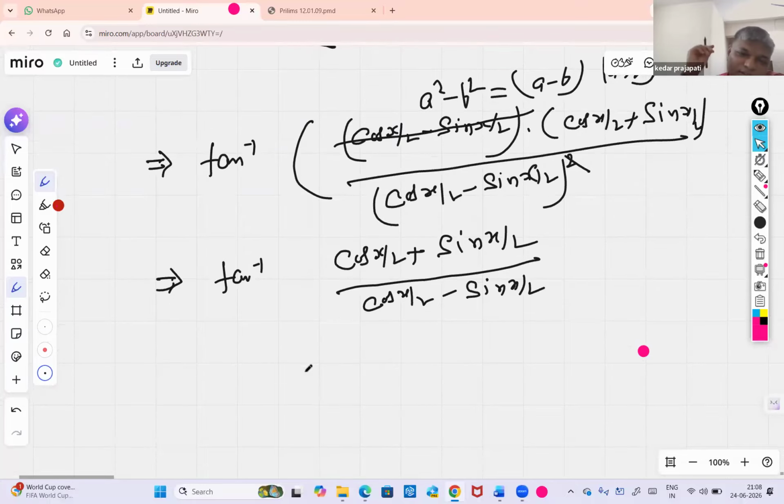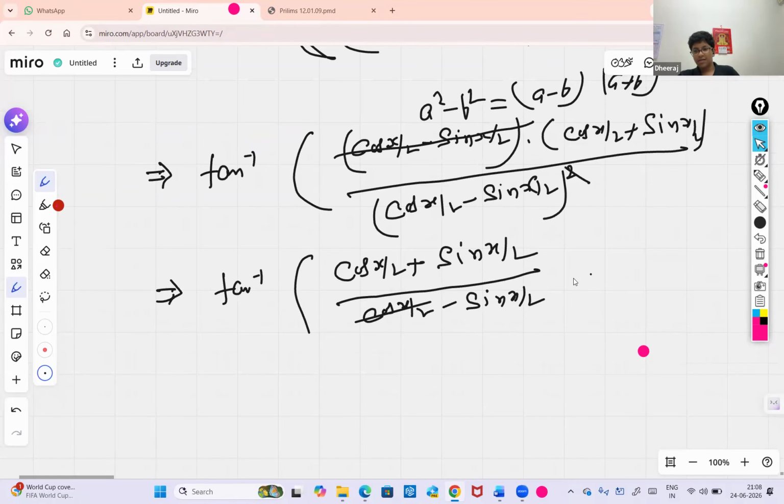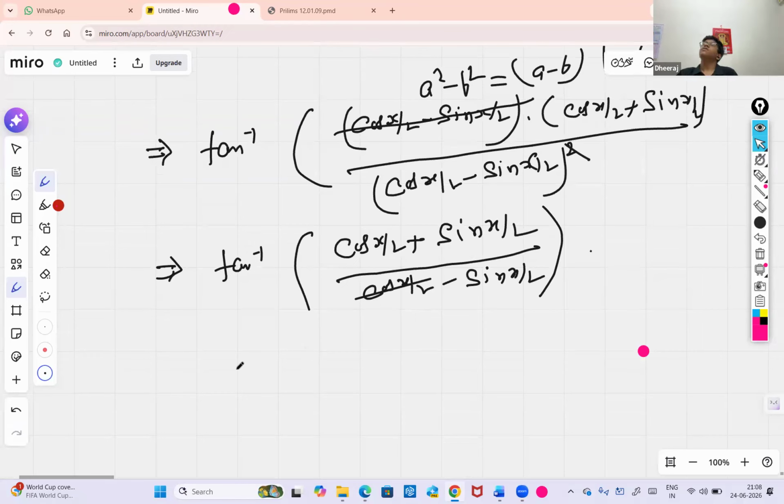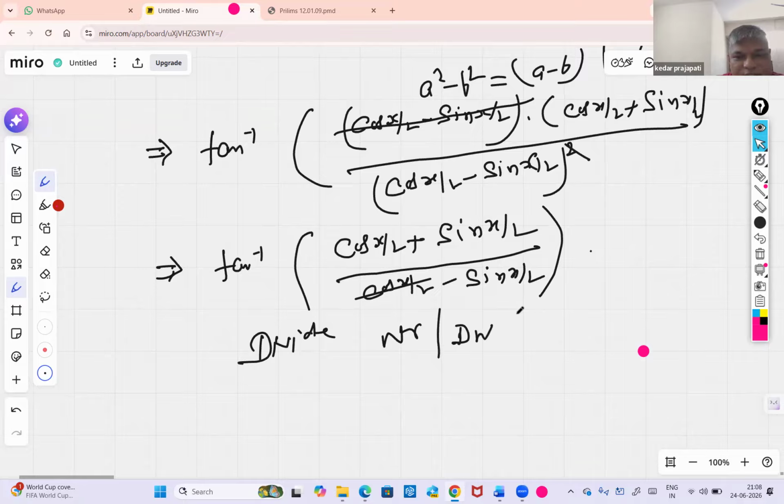Can this be further simplified? Should I stop here or can we simplify further? Yes, we can simplify, because here it is in tan inverse, so we'll try to bring it in tan. For that, we have to divide the numerator and denominator by cos x by 2. Please write these statements.